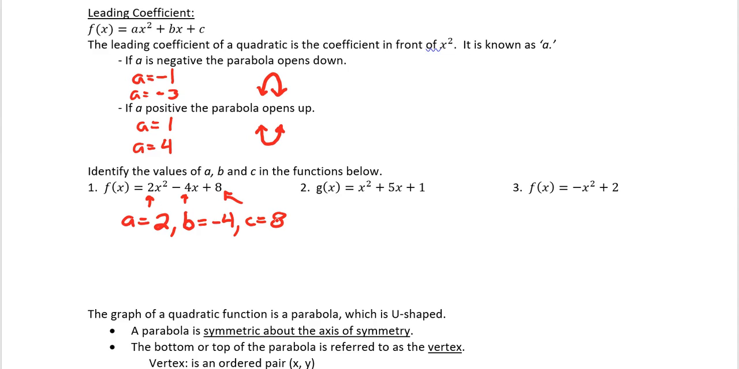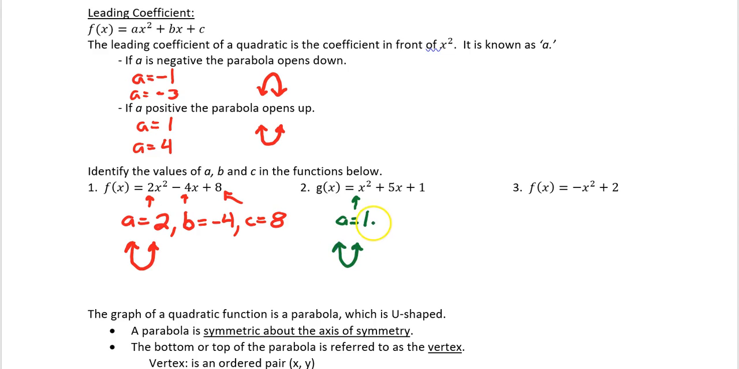Out of all of these values, a, b, and c, it's only the a value that decides if this opens up or down. And we can see a is positive, so we know that our graph is going to be a parabola opening up, simply because a is positive. In number 2, it reads g of x equals x squared plus 5x plus 1. What is the a value? Good, it's a silent 1. So a is 1, and that will tell me that my graph will open up or down. Yeah, up because it's positive.